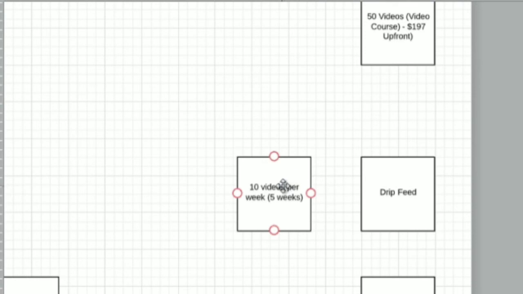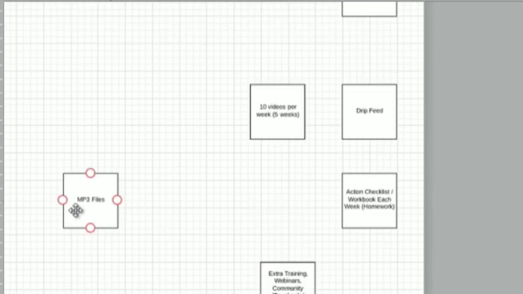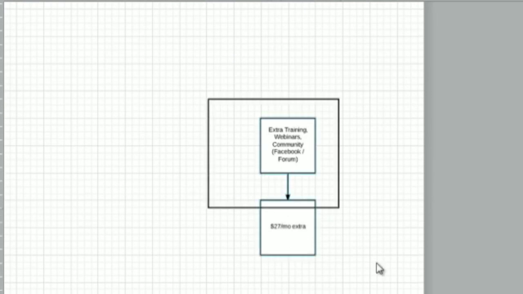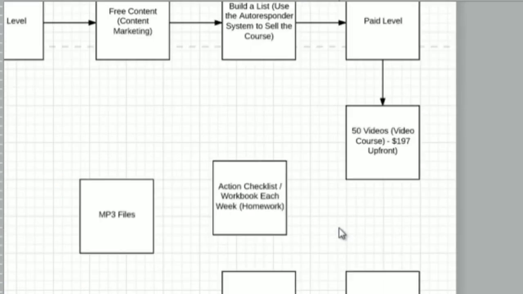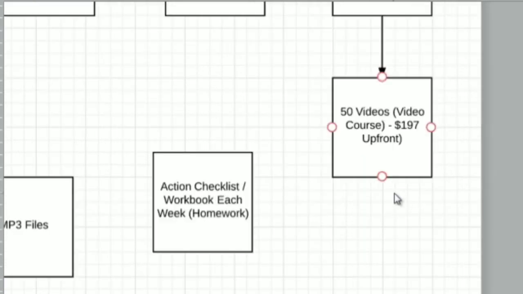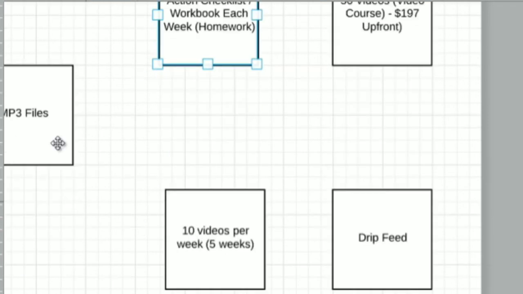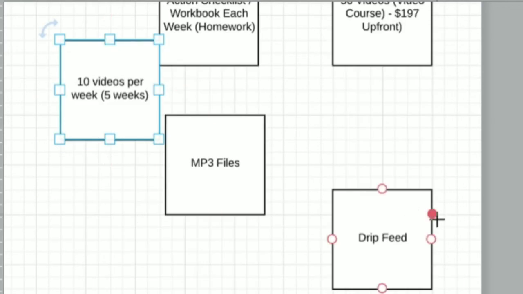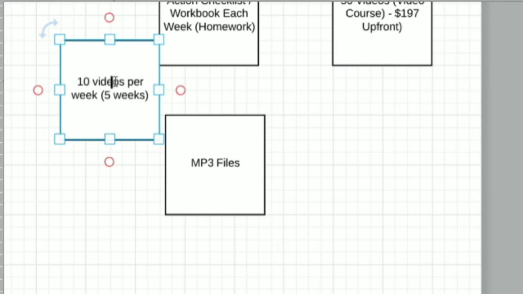And then, of course, what they're going to get is the MP3 files and the action checklist, and this is the recurring fee here. So I'm going to move this here. Let me zoom in a bit so you can see it better. The way we're going to deliver it is via the action checklist and the MP3 files, and they're going to get it drip fed. I don't need this. I can consolidate it into here.